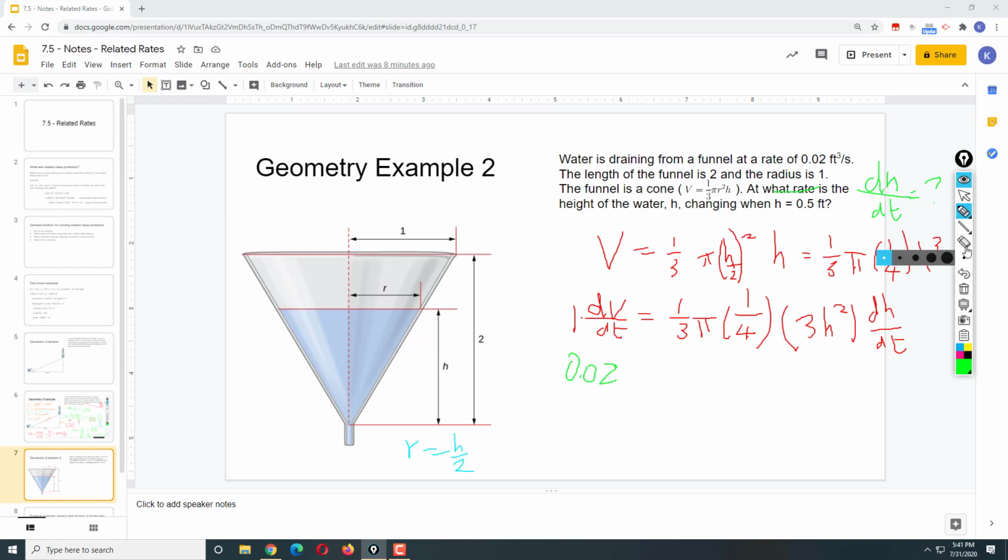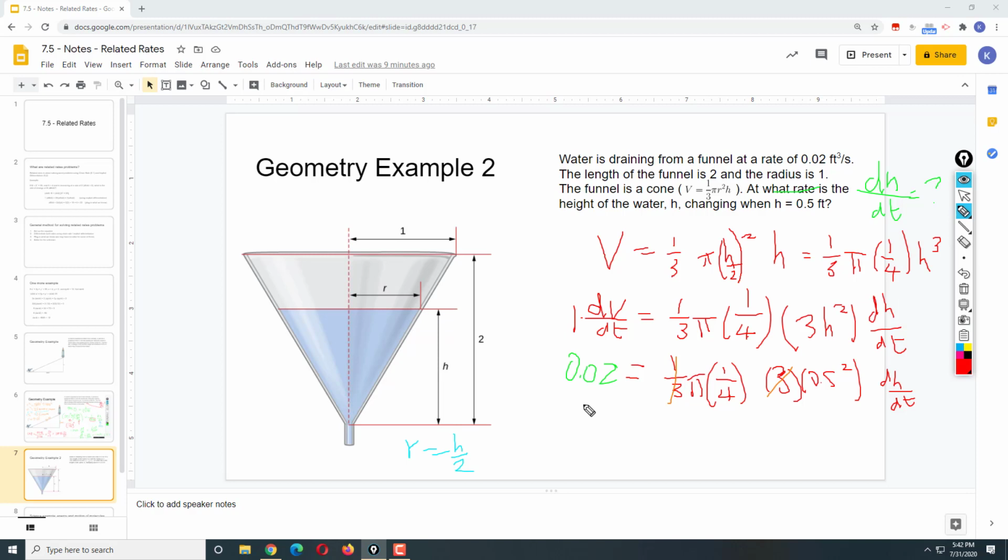We know that h is 0.5. So 0.02 is equal to 1/3 pi times 1/4 times 3 times 0.5 squared times dx over dt. The 3 and the 1/3 here cancel each other out.